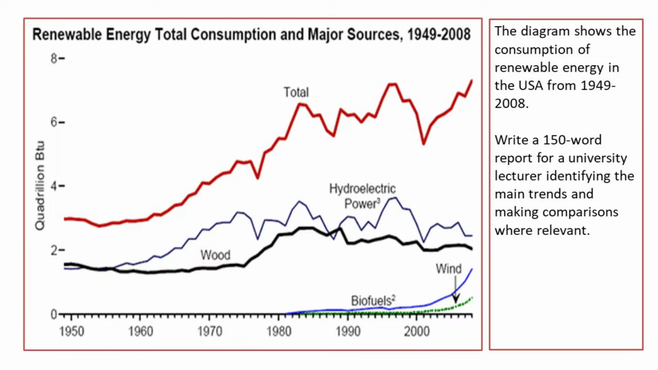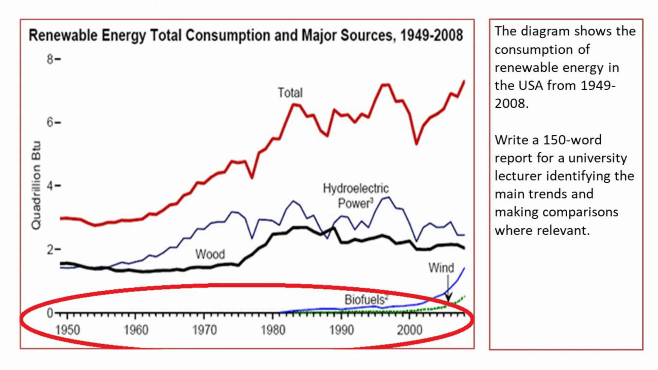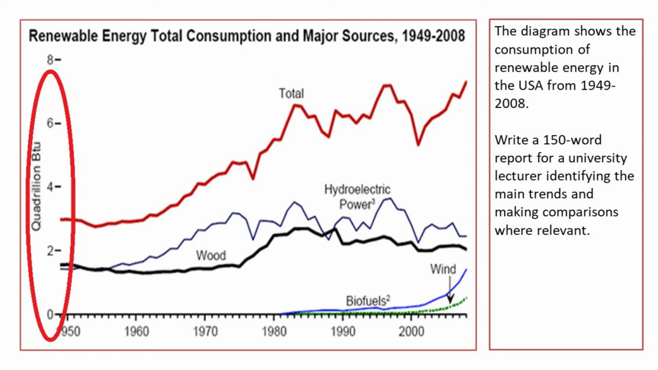We have this sample question in front of us and the question is about consumption of renewable energy in USA from 1949 to 2008. On the x-axis we have time span. Time span is from 1950 to 2000. And on the y-axis we have quadrillion BTU, which is actually the unit of electricity consumption. We have 5 different lines here.